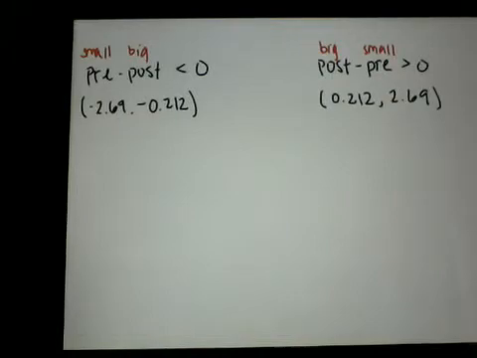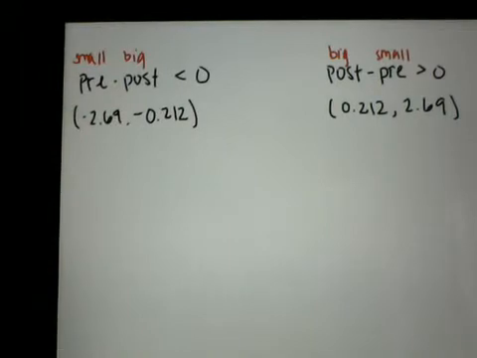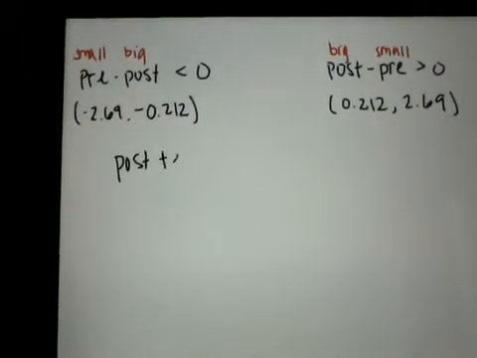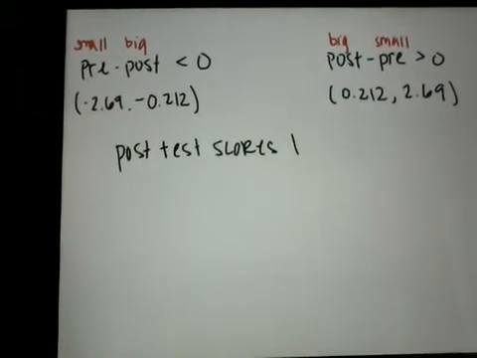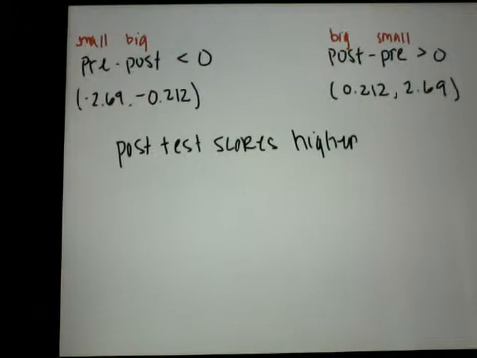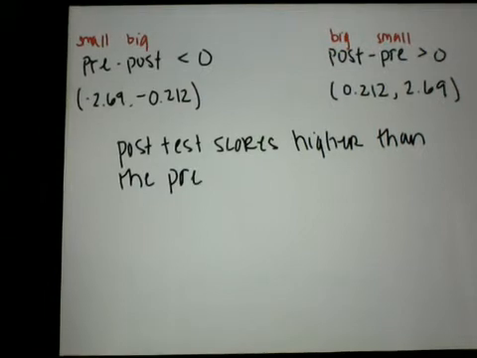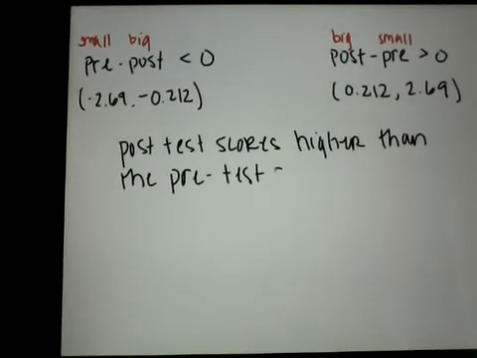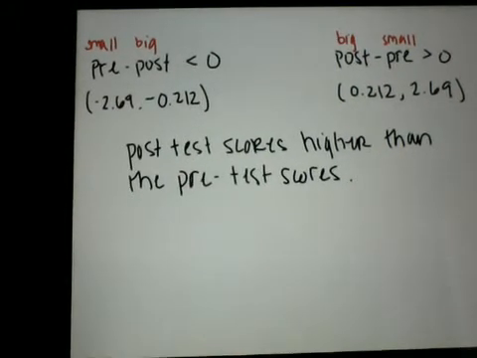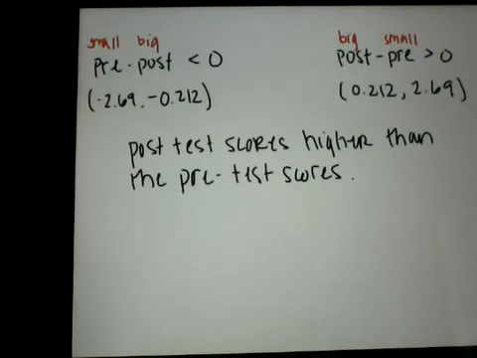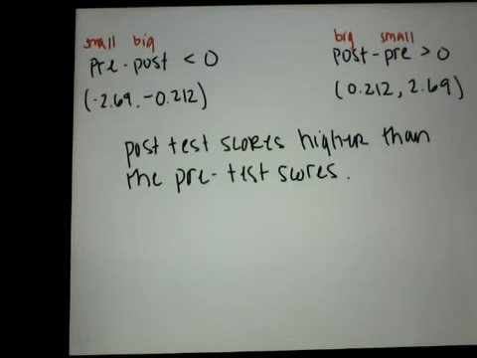So notice, either way I look at these intervals, they're both showing that the post-test scores had to be higher than the pre-test scores. So once again, it didn't matter if I did list 1 minus list 2 or list 2 minus list 1, you'll see that you come to the same conclusion. The post-test scores do appear to be higher than the pre-test scores.